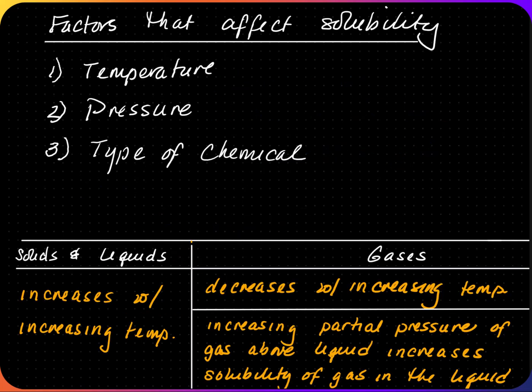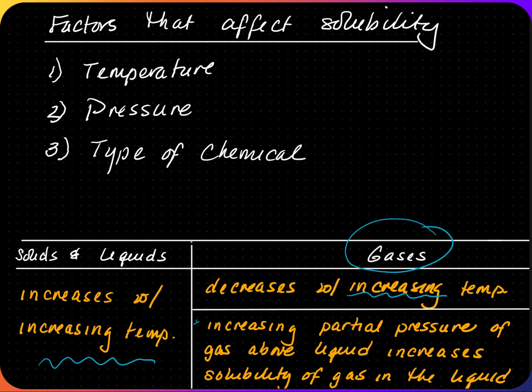Solubility is also affected by the following three factors: temperature, pressure, and the type of chemical compound. For solids and liquids in general, with increasing temperature, solubility will increase. However, for gases, it's the opposite. There's a decrease in solubility with increasing temperature, because as the temperature increases, the substances gain more kinetic energy, so they move around more and it's more difficult to keep them in solution.